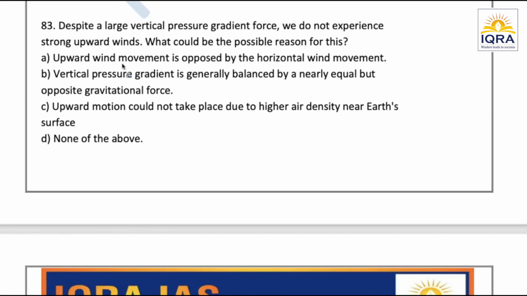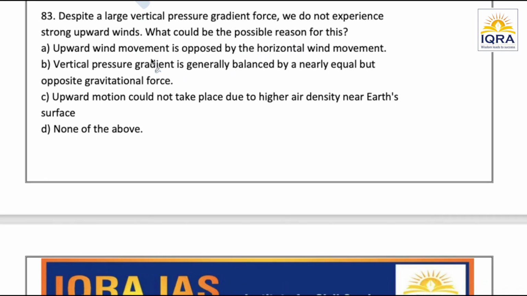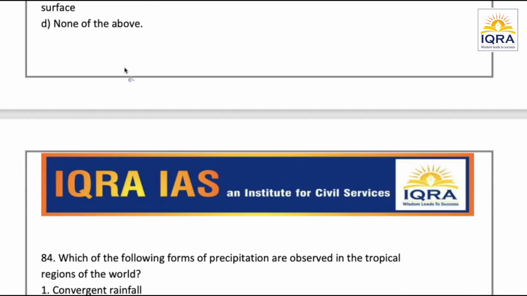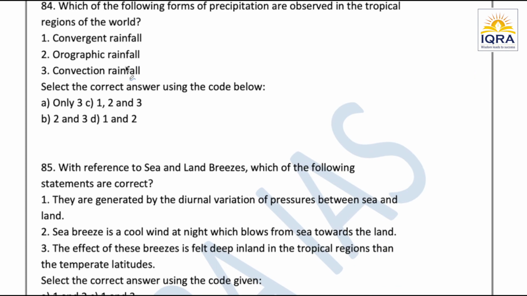Moving on to the next question, question number 83. Despite a large vertical pressure gradient force, we do not experience strong upward wind. What could be the possible reason for this? तो इसका एक ही reason है that the vertical pressure gradient is generally balanced by nearly equal but opposite gravitational force, क्योंकि gravitational force उसको balance out कर लेता है, and that is why we do not experience a strong upward winds. Right, moving on to the next question, question number 84.